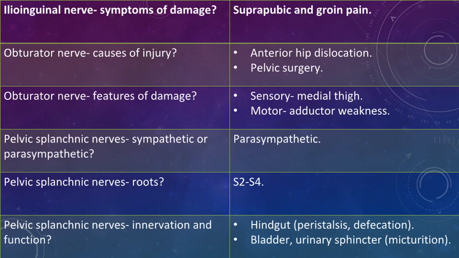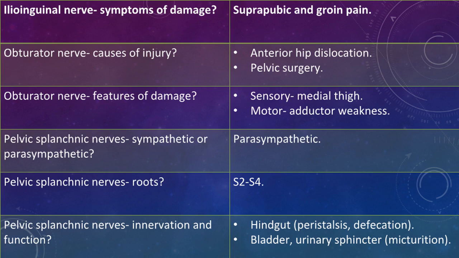Anterior hip dislocation. Pelvic surgery. Obturator nerve features of damage. Sensory: medial thigh. Motor: adductor weakness. Pelvic splanchnic nerves, sympathetic or parasympathetic? Parasympathetic. Pelvic splanchnic nerves roots.